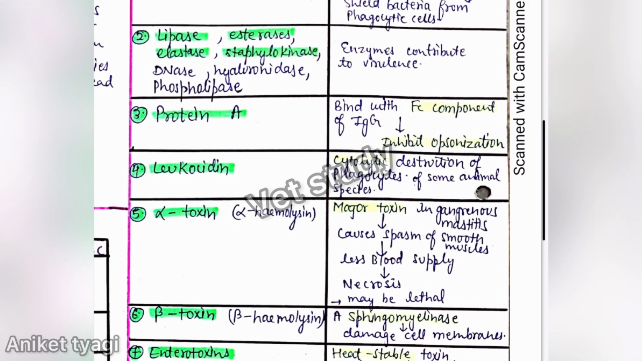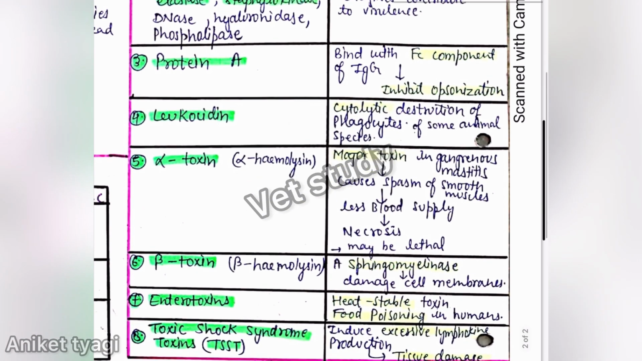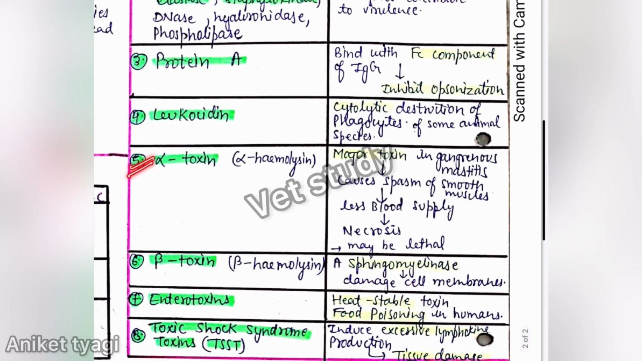It causes the cytolytic destruction of the phagocytes. So they are also attacking the phagocytic property of the cells of some animal species. Next we have alpha toxin or alpha hemolysin, the major toxin in gangrenous mastitis. In gangrenous mastitis, they cause spasm of the smooth muscle, and after that there will be less blood supply to the mammary gland, and there will be necrosis. Due to this, the mammary gland may slough off in chronic cases, and it may be lethal to the animal.